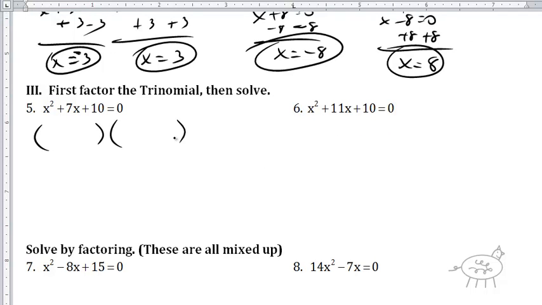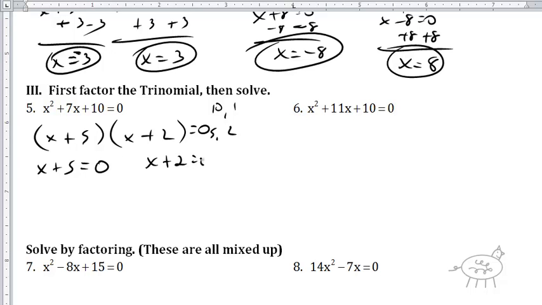Next one, factoring trinomials. Again, remember the signs are plus, plus. This is x and x, so what multiplies to give you 10? Well, it's 10 and 1 or 5 and 2. And it's got to be 5 and 2 because 5 plus 2 is 7. So x plus 5 and x plus 2 equals 0, and then you set each of those equal to 0. x plus 5 equals 0 and x plus 2 equals 0.